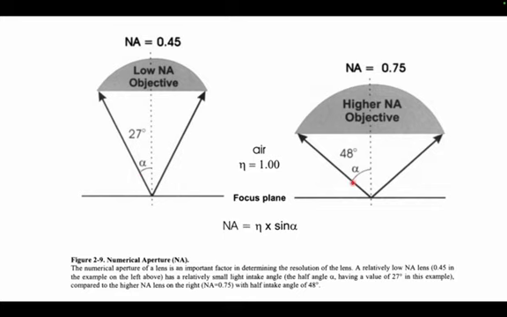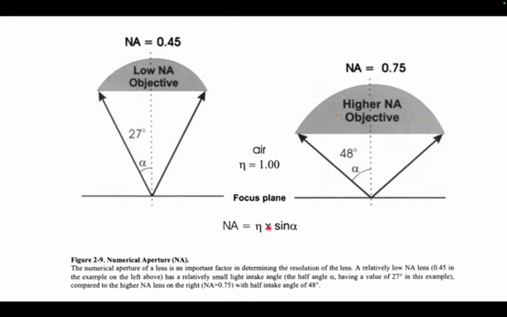And you can see if the cone that is collected by the objective is bigger, that means the objective is able to collect more light, then alpha is also more, right? This angle will be more correspondingly. So this is a lower numerical aperture objective, and this is a higher numerical aperture objective.